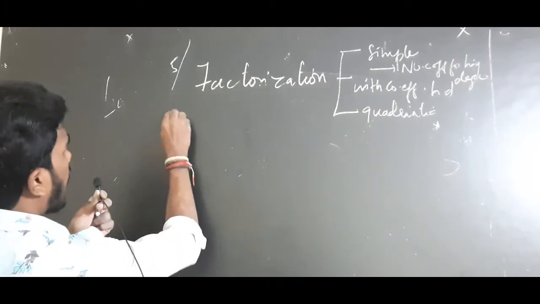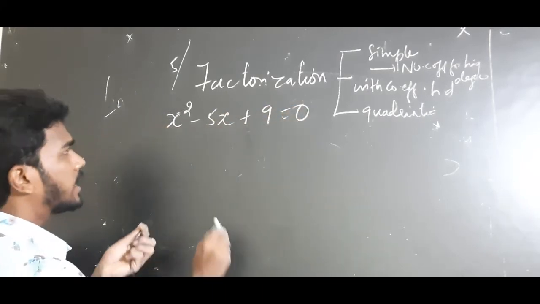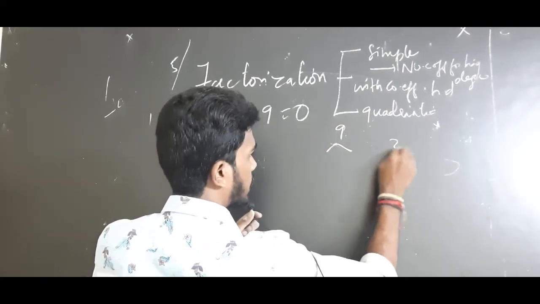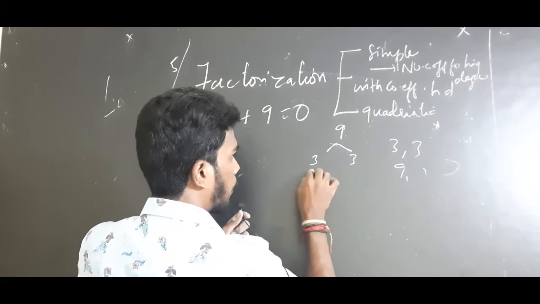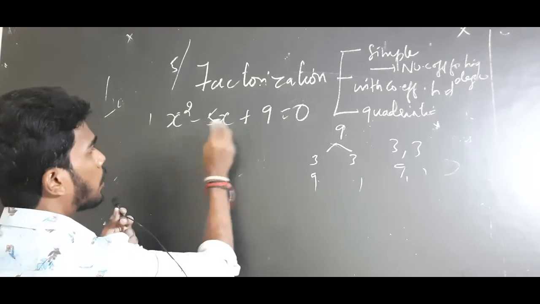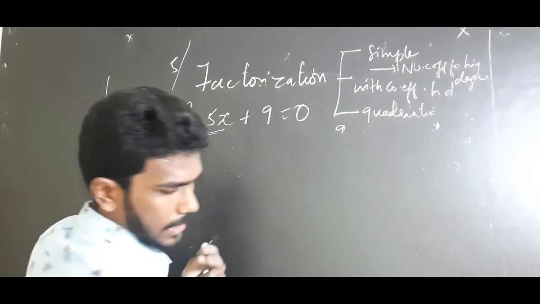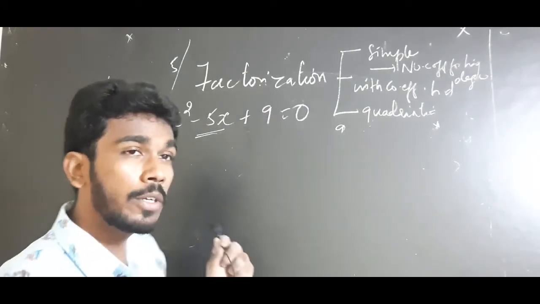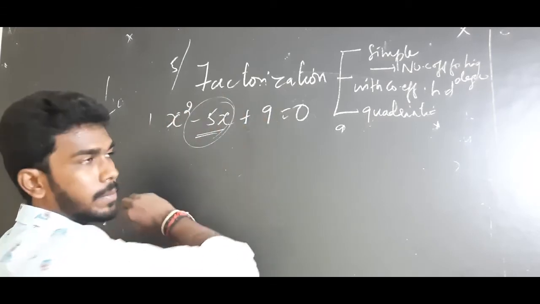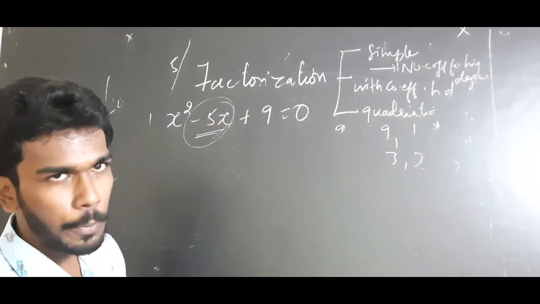For example, x square minus 5x plus 9 is equal to 0. In this scenario, you just see its coefficient is 1. So 9 can be expressed in only 2 ways, 3 and 3, or 9 and 1. Whatever way you put, definitely we will not get 5. So these roots are not sufficient to make this minus 5x. On that note, we will be going for a formula called the quadratic equation. When multiplying both these roots, it will not make minus 5, because 9 has 9 comma 1 and 3 comma 3. So normal factorization is not possible. That is the third method.